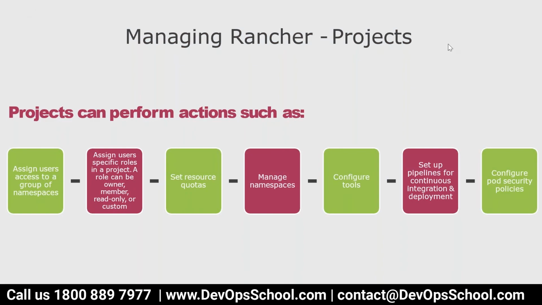Okay, so now let's see here. Projects can perform actions such as assigning user access to a group of namespaces. Remember, once you create a project, you have to assign which users you want to have that access to a group of namespaces. Again, you can assign user specific roles in a project. A role can be owner, member, read only, or custom. What I'm talking about, look at this, user specific. So where is the user specific?